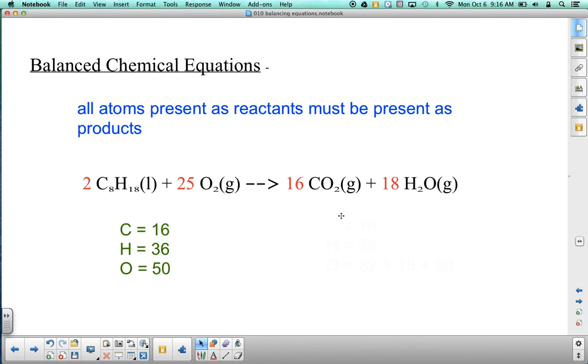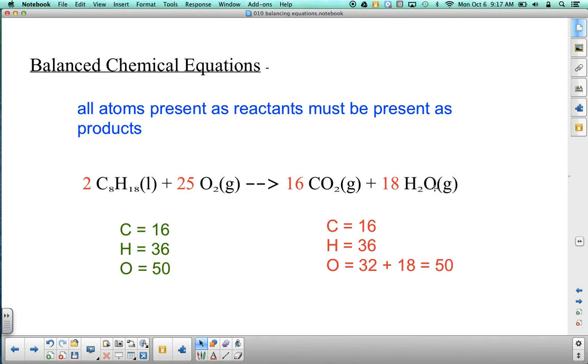Looking at the product side of the equation, we can see that we still have 16 carbon atoms, 1 carbon atom in each of 16 carbon dioxide molecules, 36 hydrogen atoms, 18 water molecules with 2 hydrogens each, and my oxygen atoms still total 50, but are now split with 32 of them in the carbon dioxide and 18 of them in the water molecules.